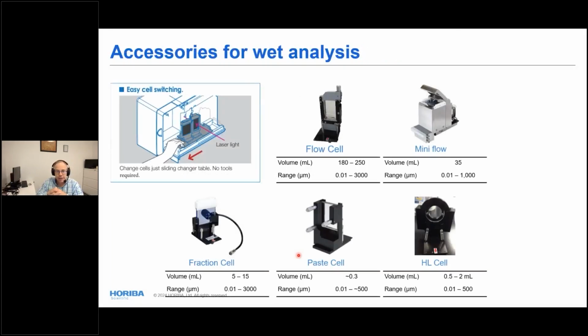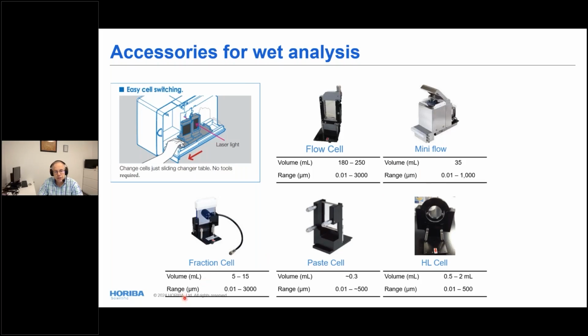I'm going to start with wet analysis, where there are lots of options, and I'm going to walk through them real quickly. There is a liter flow, which isn't shown in this image, but in this summary, you see a regular flow cell or a solvent flow system, which I'll describe in a bit more detail. I'll describe all of them in a bit more detail. Volumes of about 180 to 250 ml, and the size range is very broad. The mini flow is a smaller volume system at only 35 ml with a little bit more narrow size range.